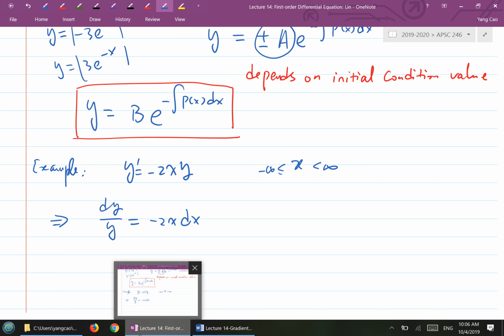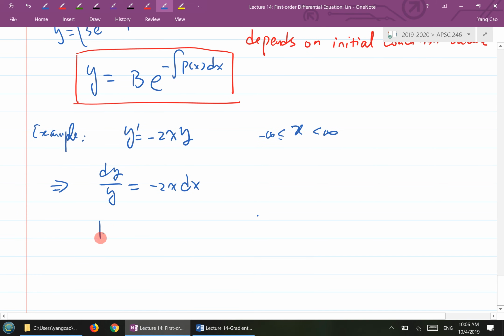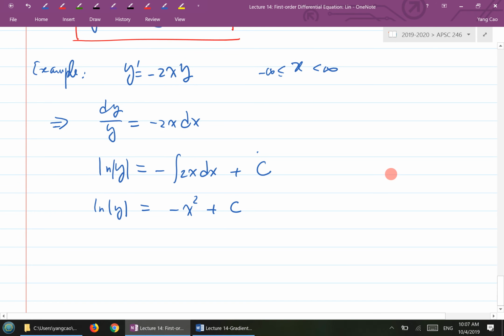Okay. So y prime is dy over dx. You move all the y together, you move all the x together, you get this. And then you take integration of both sides, and you get ln y equal to the integral of negative 2x dx, and plus c. And this term here is negative x squared plus c. And that's your ln y.